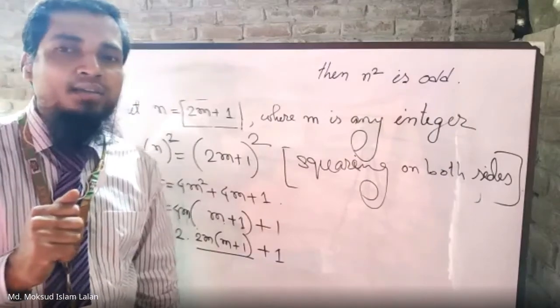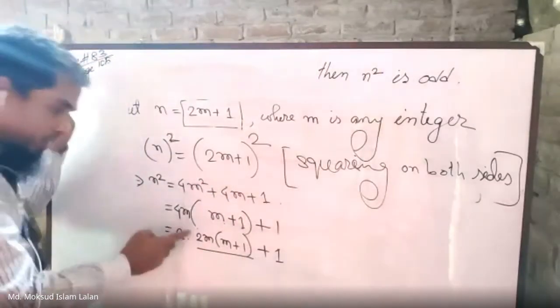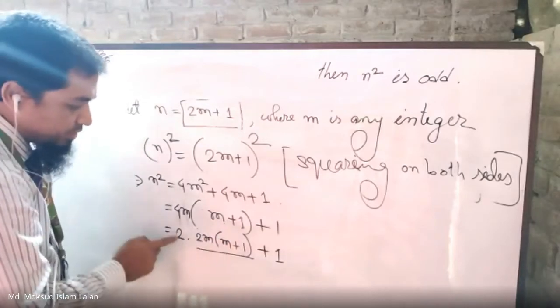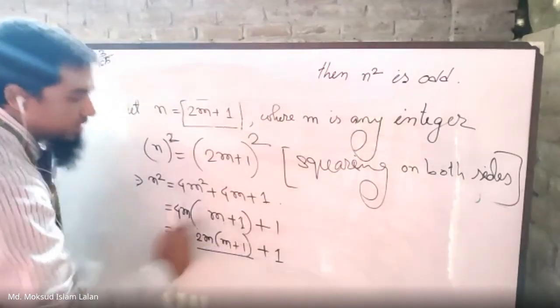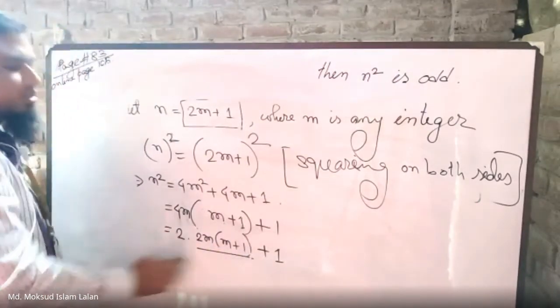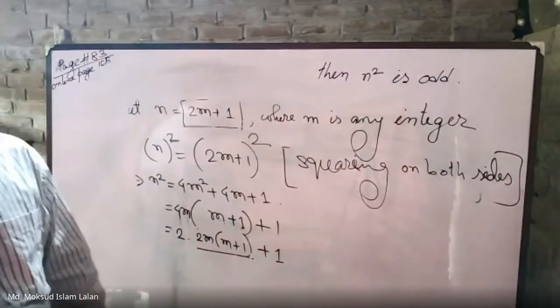Individually, if you analyze, this is even number. So the sum of even numbers is an even number. Or you can directly say that this is 2 times any integer, this total is any integer. This is the structure of an even number, remember. And even number plus 1 is an odd number. So definitely this right side is also an odd number. Clear? Right side is also an odd number.